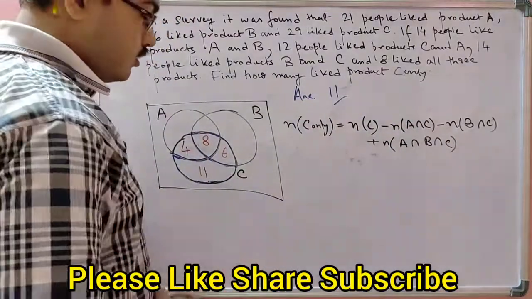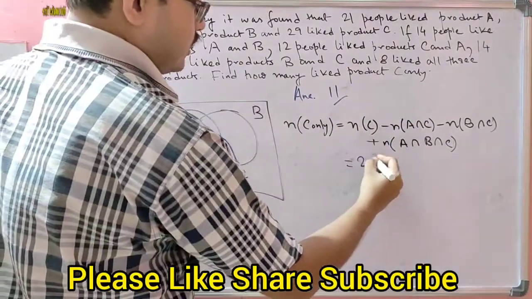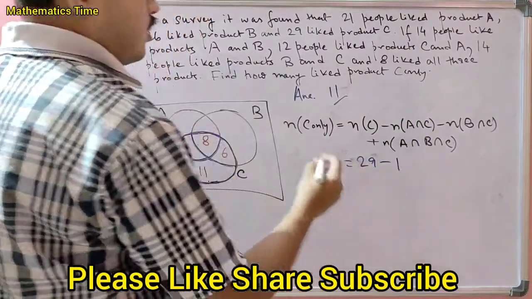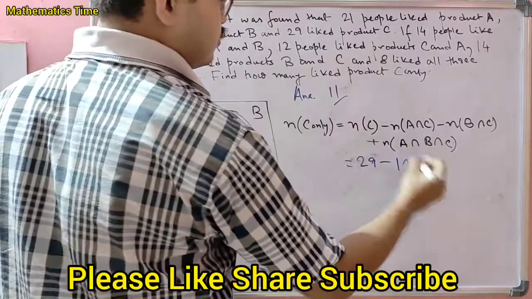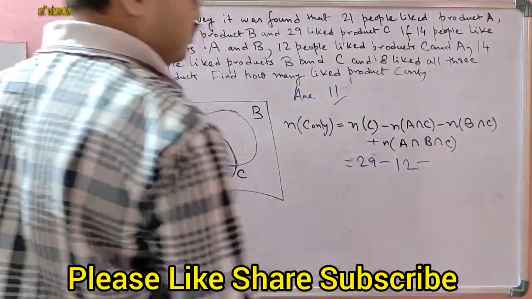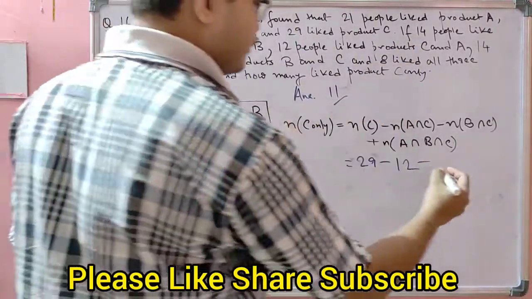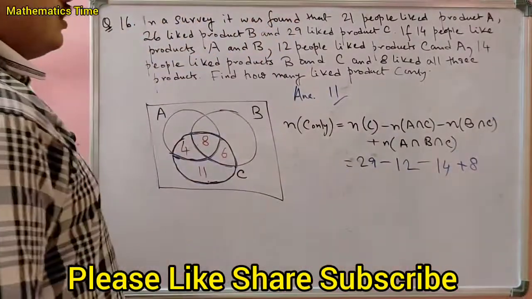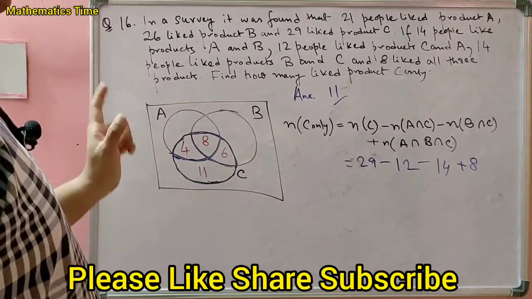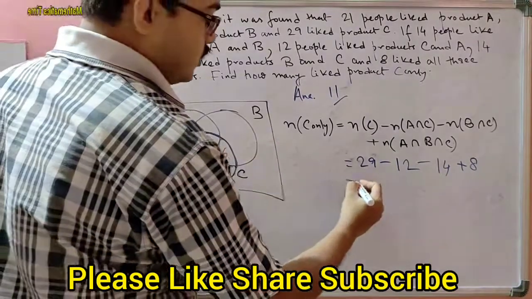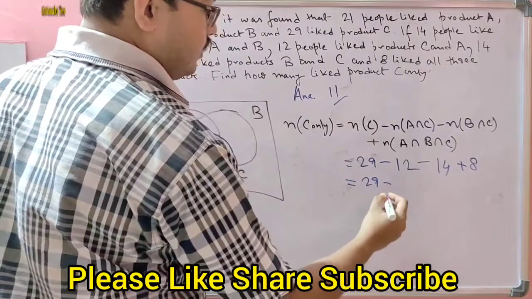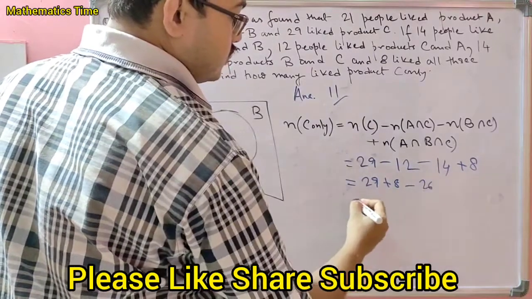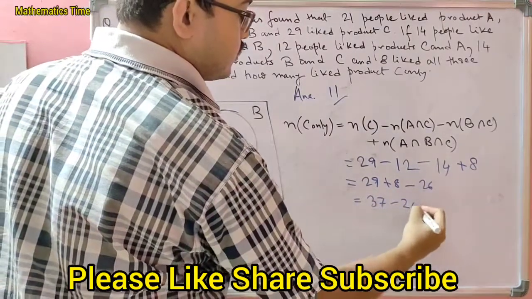Here, if you write the values, it is 29 minus A intersection C. A intersection C means 12, 12 people like both products A and C. 14 people liked B and C. And 8 is liked by all 3. 8 liked all 3 products. So it will be 29 plus 8, minus 12, minus 14, that is 37 minus 26, that will be 11.